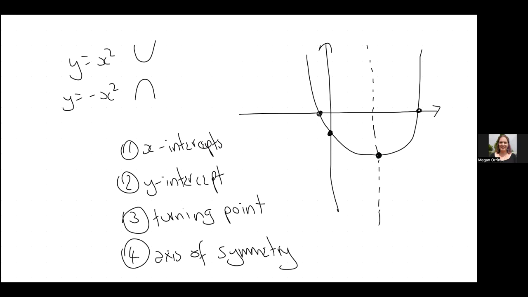The same is going to be true if this is a negative graph. We're going to have 2 x-intercepts, a y-intercept, a turning point, and an axis of symmetry. Now, this is why we need the skills we learned earlier this year, because we've already done a lot of this stuff. We just haven't applied it to quadratic graphs. So I'm not actually going to teach you anything new. We're just going to apply stuff we already know to these graphs. So let's delete this and do an actual example.